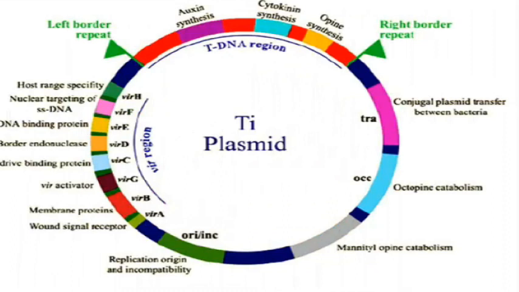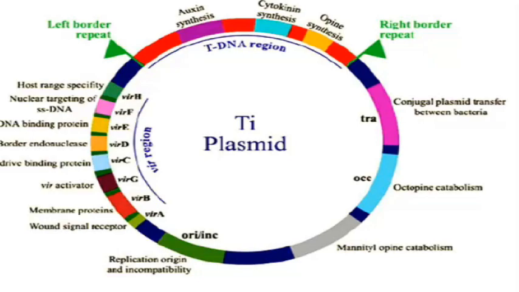So this is the structure of TI plasmid. TI plasmid is approximately 200 kb in size. It has several regions like the T region, Vir region, transfer region or TRA region, left and right borders at both ends of the T region, an opine catabolism gene region and an origin of replication. We will move on to that later.